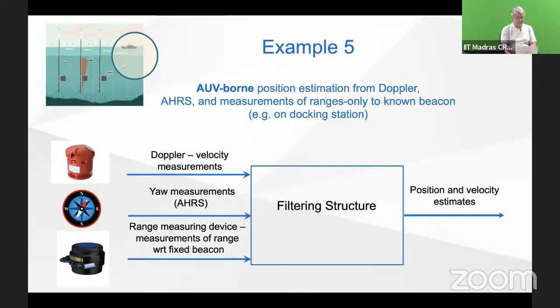Now an interesting thing. Suppose now you have a vehicle underwater and it's trying to approach a station that is fixed. And this vehicle is equipped with a Doppler, your measurements, and now you don't have GPS, you don't have ultrashort baseline, and all you can do is to measure the set of ranges to a beacon that is on that benthic station. And you know where the benthic station is. And you still would like to estimate the position of the AUV.